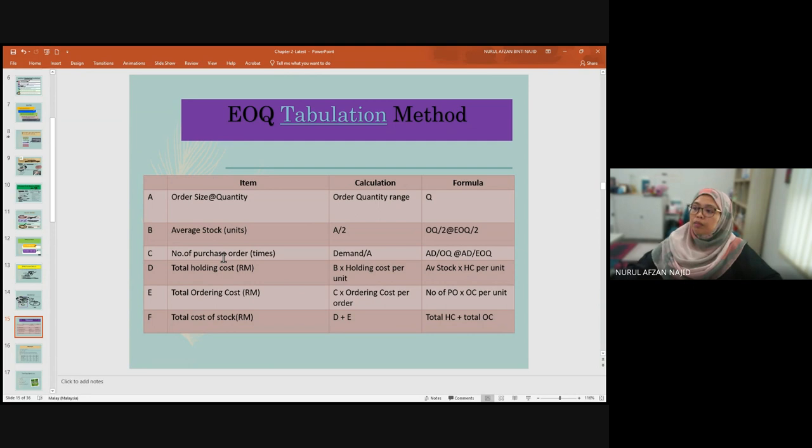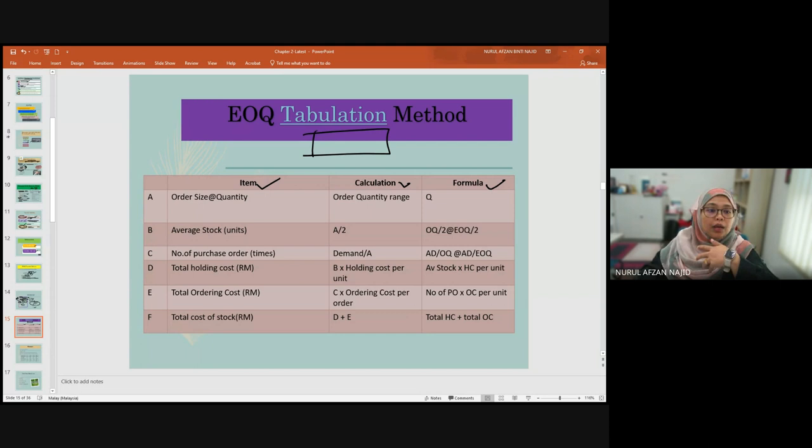Okay? So, bila you nak buat tabulation method, nama pun tabulation. So, you need to prepare the table. Okay? So, dalam table ini, madam dah summarizekan dia. You kena ada kolom-kolom yang melibatkan apa ni item dia. Apa jenis yang you nak cari. How to calculate dia. Dan this is the formula yang madam letakkan ni adalah formula yang you perlu hafal. Untuk dapatkan item tu.